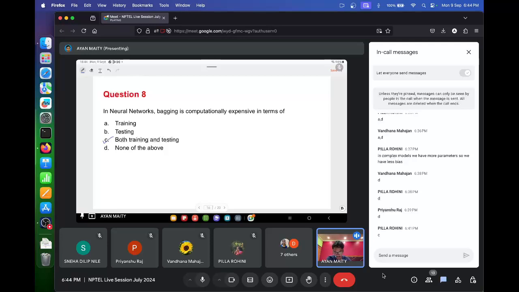So generally bagging is not applied in neural networks. Dropout works well for neural networks. It also creates an ensemble of neural networks, but is much less computationally expensive. So option C is the correct answer.